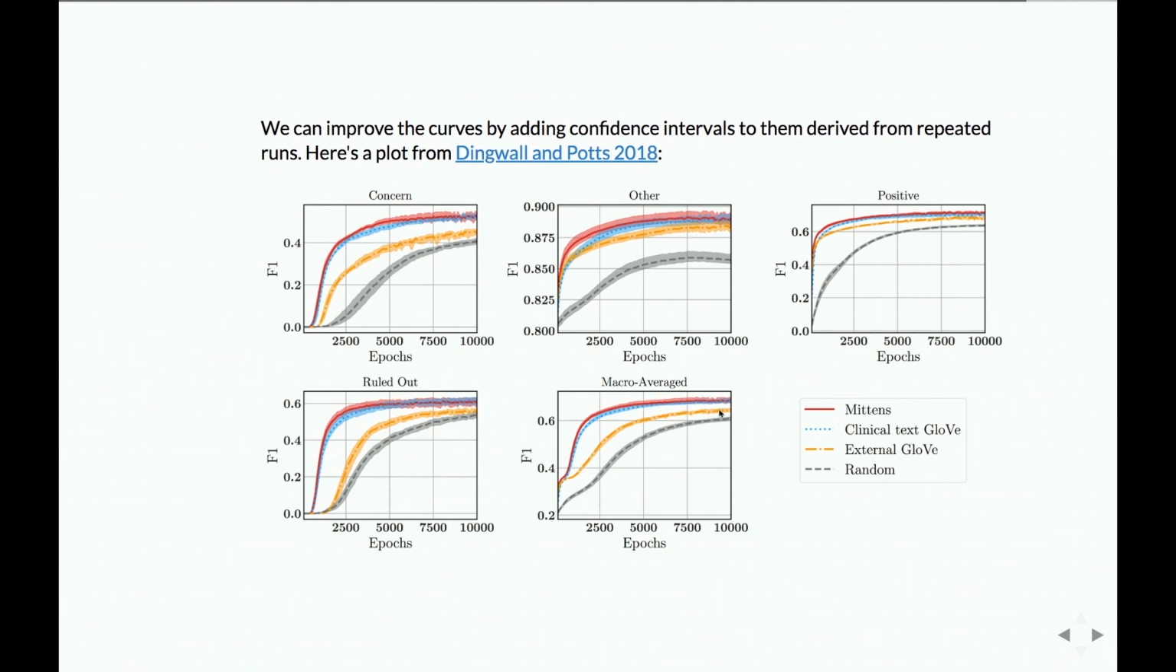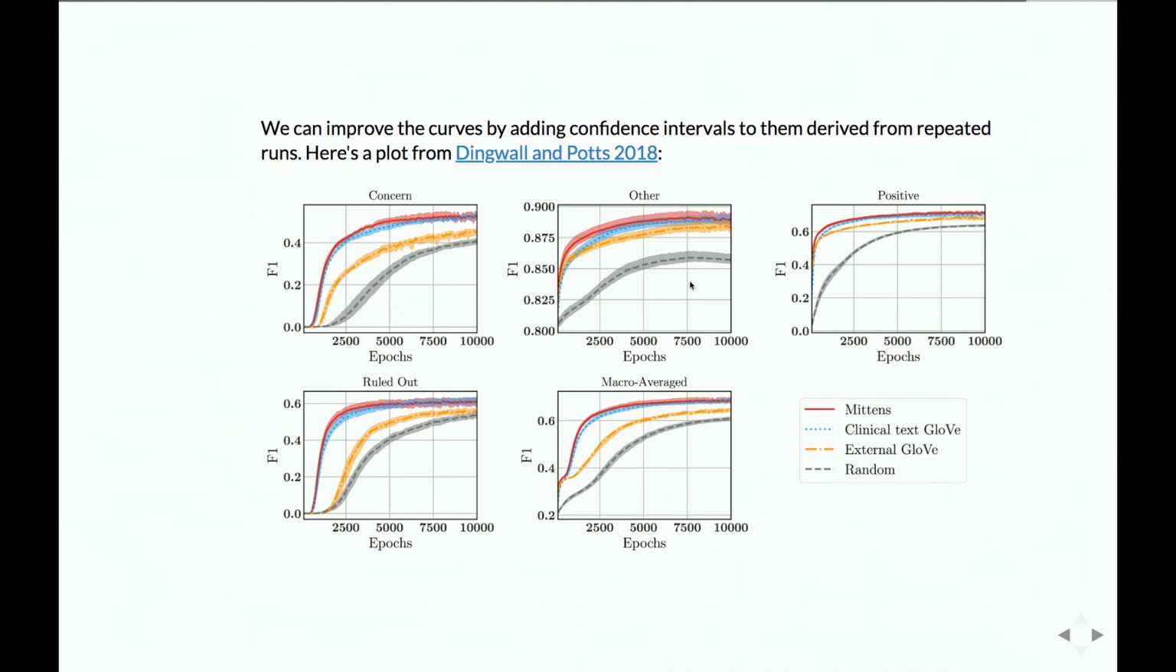But over time, if you can run to 10,000, the difference between those two models has disappeared, between clinical text GloVe and Mittens. But you can also see that no matter how long you run, these things have kind of leveled out, and both of those models are better than generic GloVe vectors or random initialization. Right? That's the yellow and the gray. So that's the kind of full picture, but it gets pretty nuanced if you look at these different categories.